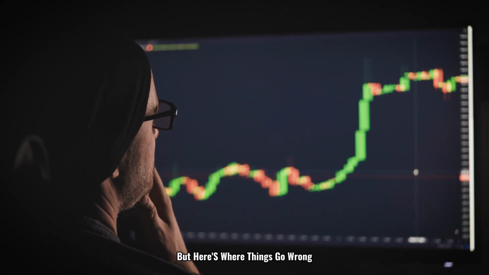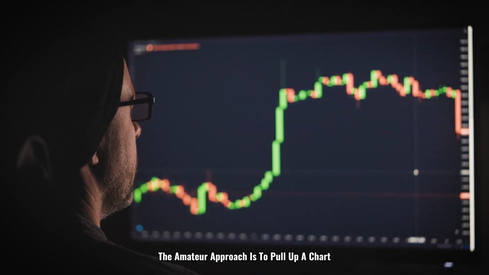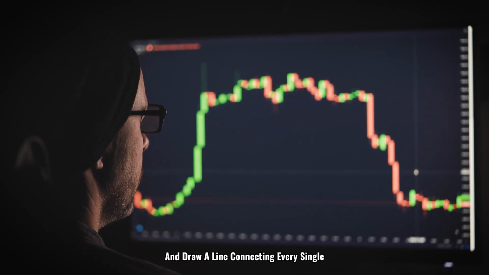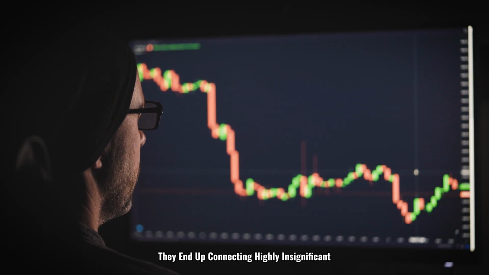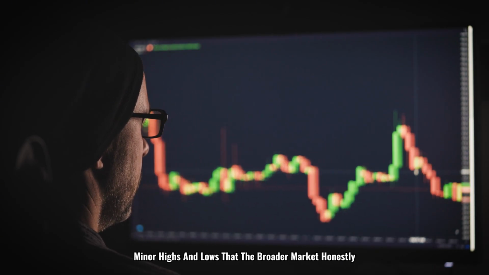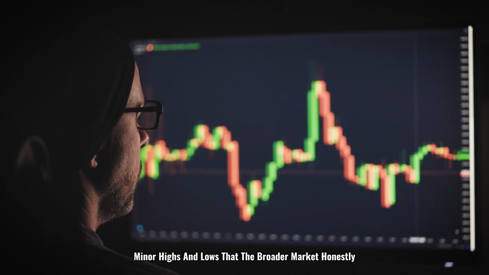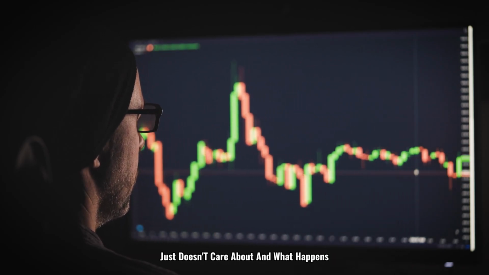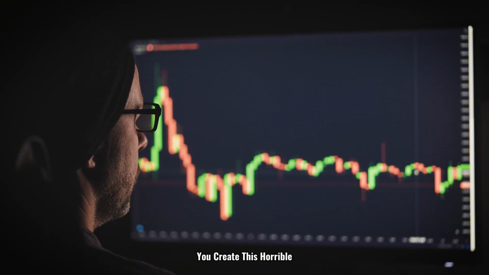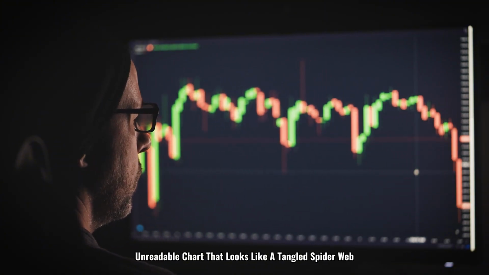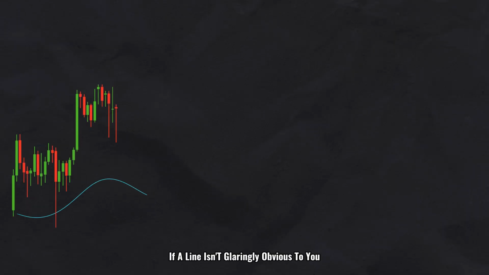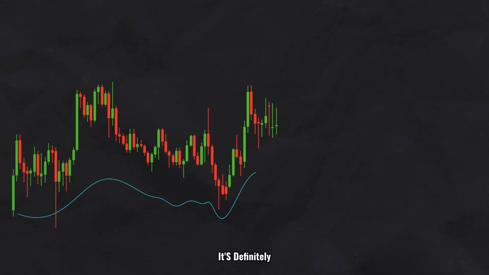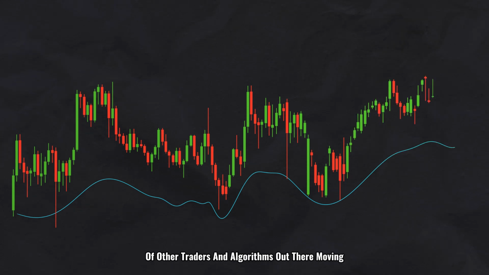But here's where things go wrong. The amateur approach is to pull up a chart and draw a line connecting every single tiny blip and movement. People draw way too many lines. They end up connecting highly insignificant minor highs and lows that the broader market honestly just doesn't care about. And what happens? You create this horrible, unreadable chart that looks like a tangled spider web. Simplicity is absolutely key here. If a line isn't glaringly obvious to you, it's definitely not going to be obvious to the millions of other traders and algorithms out there moving the market.